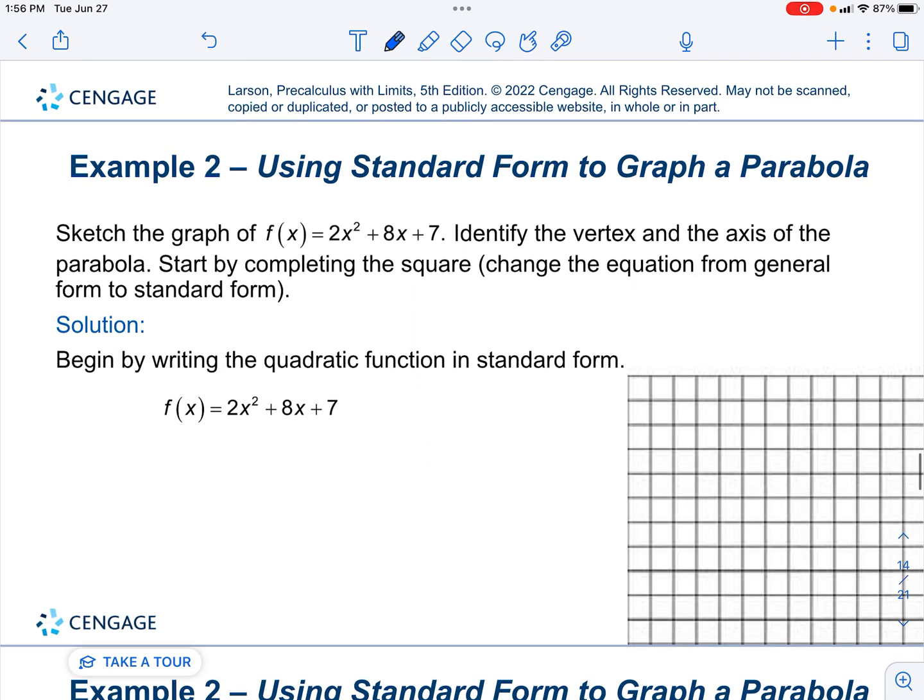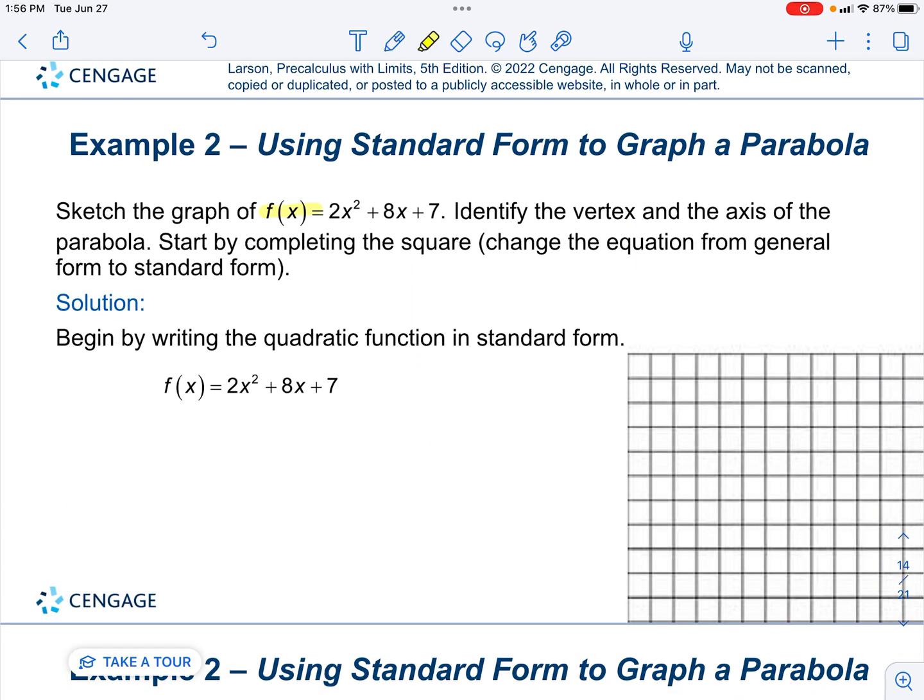If you are given an equation that's not in standard form, this is in general form, just written out without any parentheses, you can't get your vertex easily. So when we have something in this format, we are going to want to change it into standard form, and we do that by doing something called complete the square. And complete the square is just a process where we are going to change it from this general form, where it's no parentheses, into parentheses so we can grab that vertex easily.